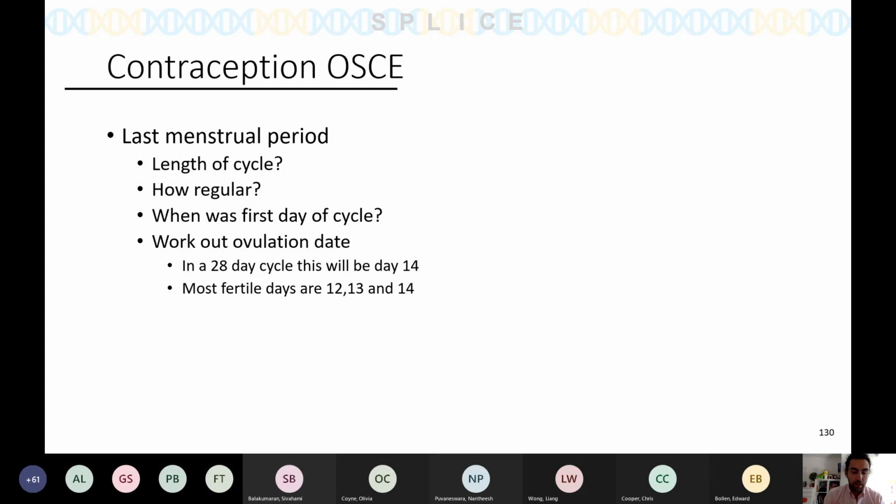But basically, length of cycle, how regular, when was the first day of the cycle. So you just need to work out the ovulation date. So in a 28-day cycle, this is roughly at day 14, and the most fertile days are day 12, 13, and 14.